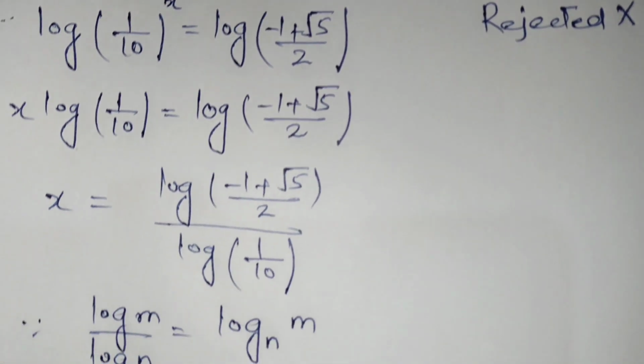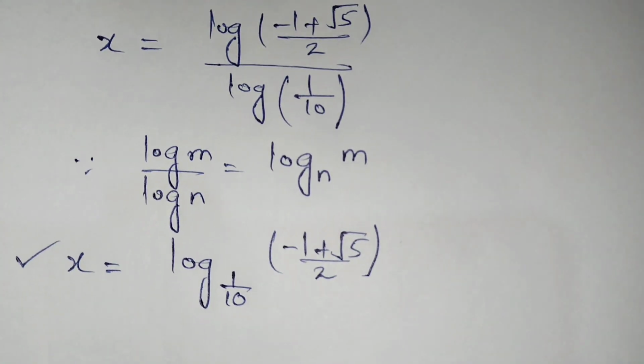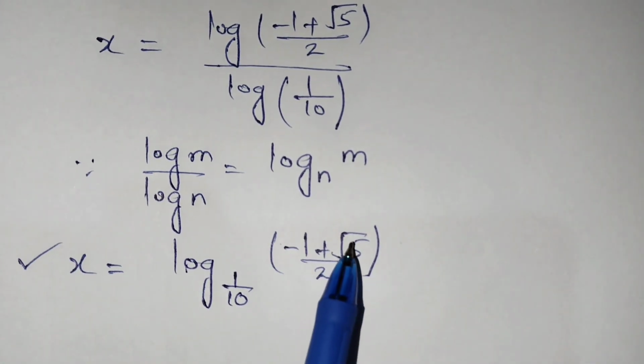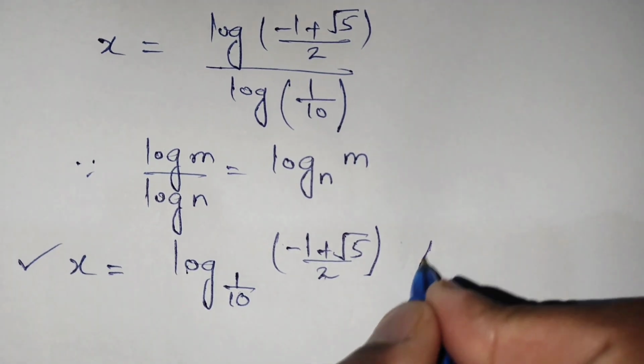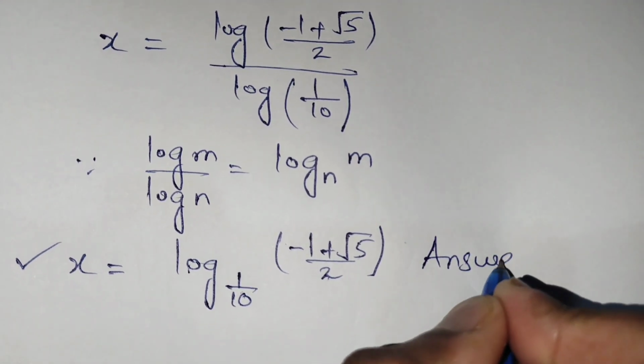So the only value of x is log of minus 1 plus square root of 5 divided by 2 to the base 1 by 10. This is the final answer of this question.